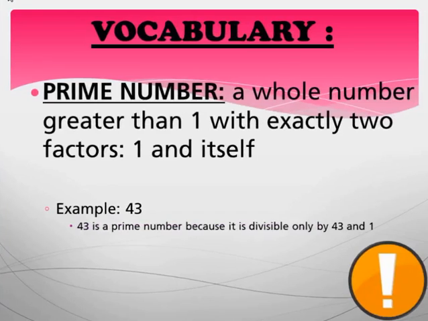But in order to know what prime factorization is and to solve for it, we need to have a strong understanding of what a prime number is. A prime number is a whole number greater than 1 with exactly two factors, 1 and itself. So in other words, a prime number can only be divided by itself and 1. An example is the number 43. 43 is a prime number because it's divisible only by 1 and itself, 43.